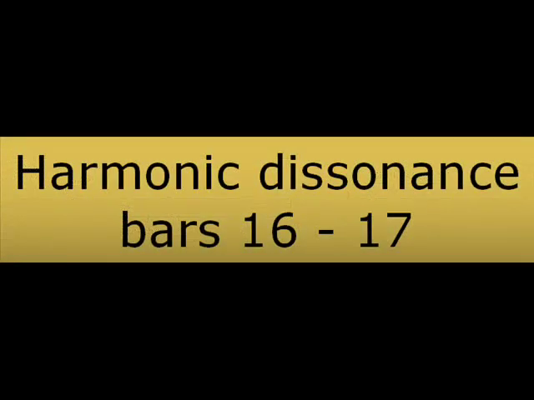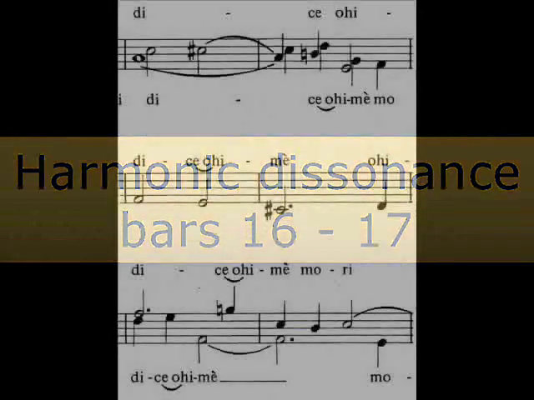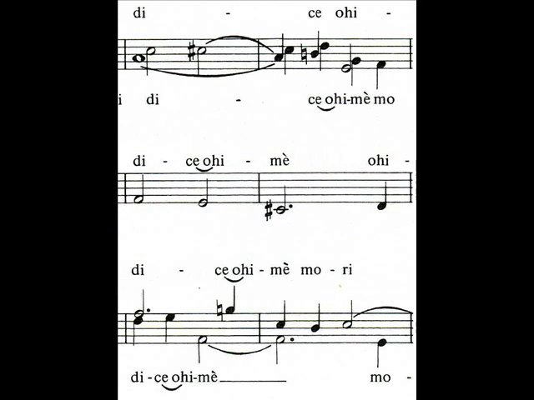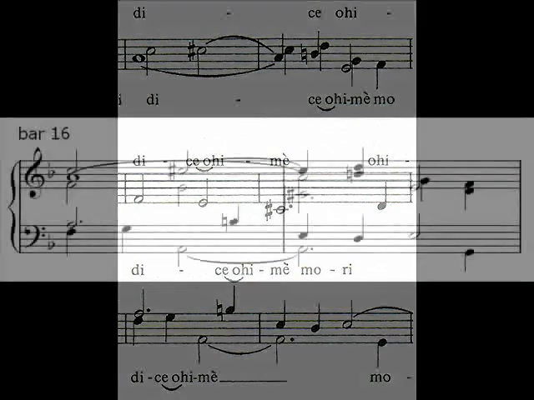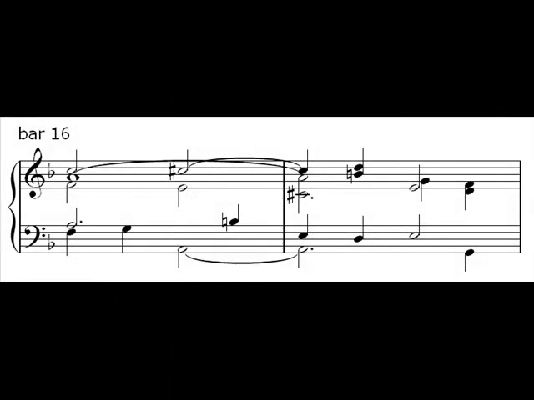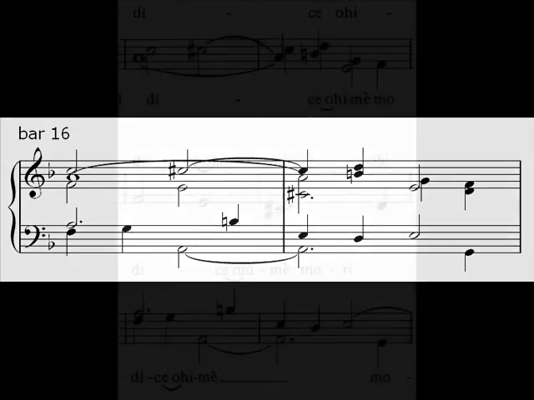Bars 16 to 17 are packed with dissonance, both melodic and harmonic. Melodic dissonance in the bass is achieved by the falling minor seventh from G to a pedal A. The C to C sharp of the quinto is surprising and changes the colour of the harmony, whilst the following C-sharp in the alto clashes against the B-natural and Ds of beat 2.